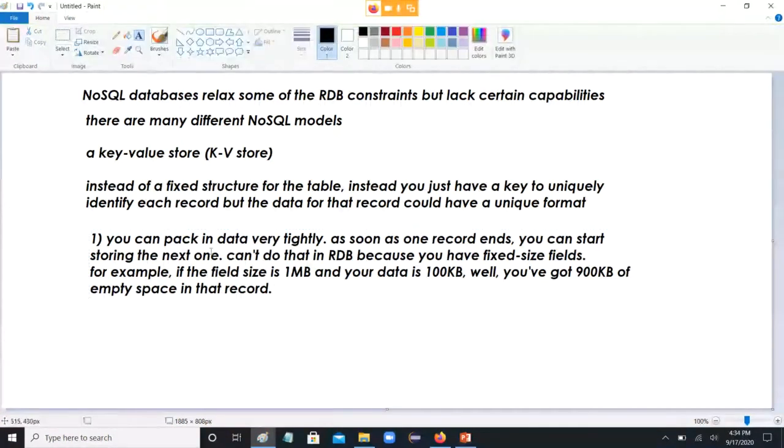Okay, so that's one nice thing about a key value store. You can pack in data tightly. That's a nice thing for something like Facebook that has to store exabytes of photo data.